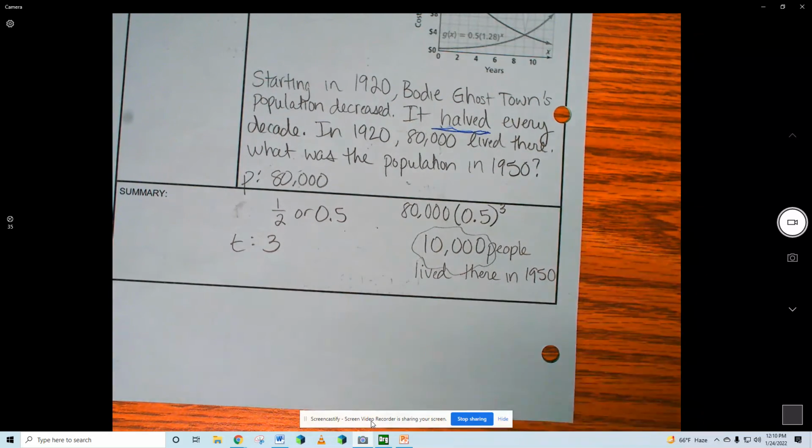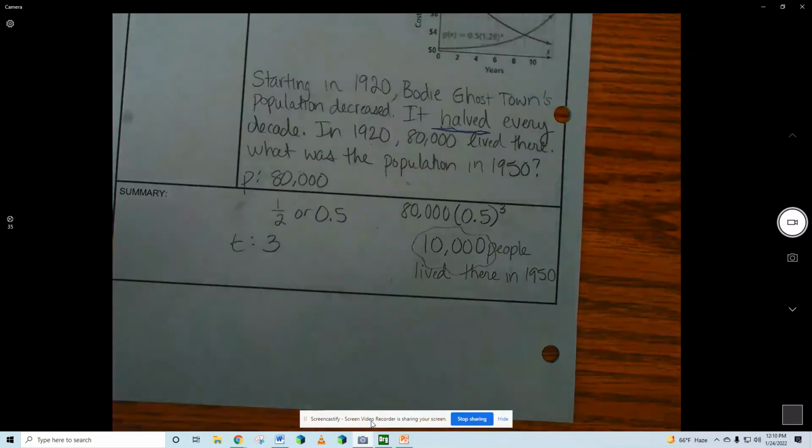So, if I'm not given a percentage, and it says halved or something like that, I just look at it. If it says doubled, which is growth, I'm going to put a 2, because doubled is 2. If it triples, that's growth, I'm going to put a 3. Anything less than 1 is a decay. Anything greater than 1 is a growth.